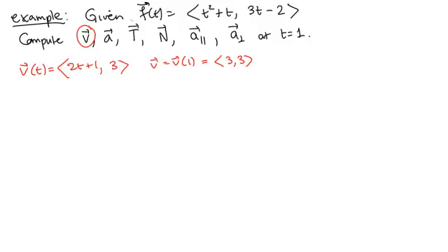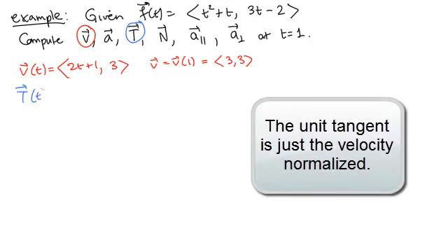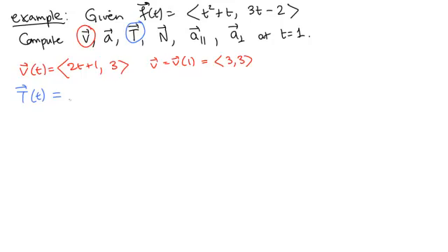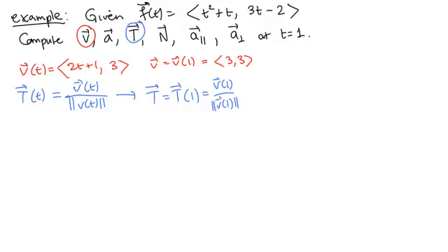On this list, the next easiest one to compute might be the unit tangent, because all the unit tangent is, is the normalized velocity vector. So all we need to do is work out the length of the velocity vector and then divide v by that. So if I'm looking for the unit tangent at 1, all I really need to do is take the velocity vector at 1 and divide by the velocity vector at 1's length. So the velocity vector at 1 is 3, 3. The length of this vector is the square root of 9 plus 9. So let's see.